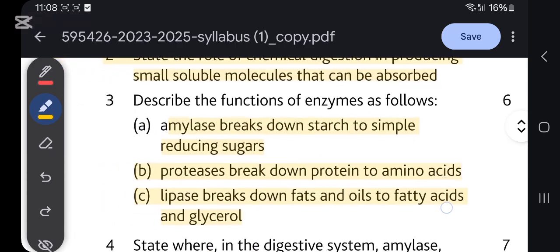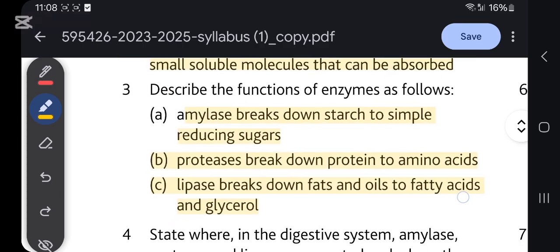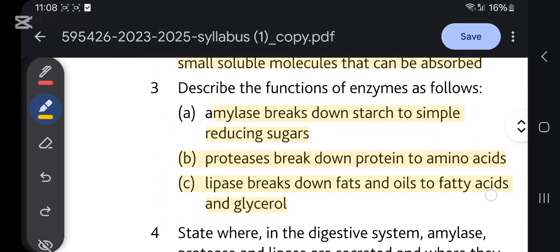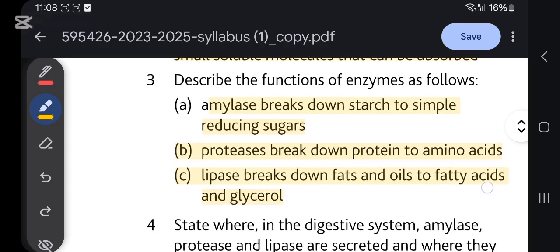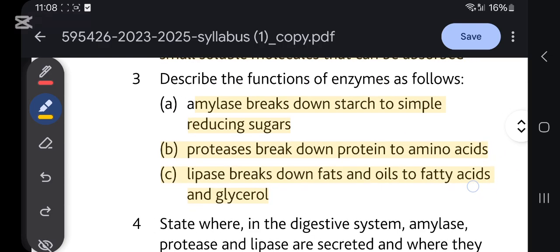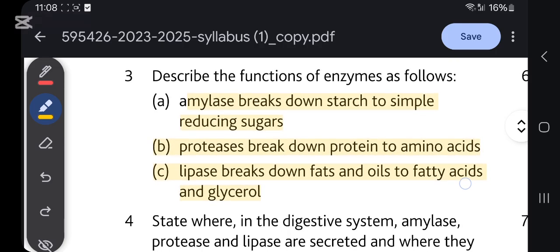So basically, the breakdown of starch starts in the mouth, because the salivary glands make saliva, and in the saliva there is an enzyme that is present, so it starts breaking the starch down. If you keep bread in your mouth and keep chewing it, you can feel the sweetness of the bread because the starch is being broken down to glucose.